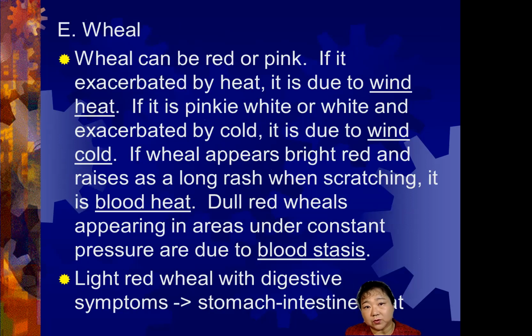Now let's look at the wheal. Wheal can be red or pink. If it is exacerbated by heat, it is due to wind heat. If it is pinky white or white and exacerbated by cold, it is due to wind cold. If wheal appears bright red and raises as a long rash when scratching, it is blood heat. Dull red wheals appearing in area under constant pressure are due to blood stasis, like under our belt.